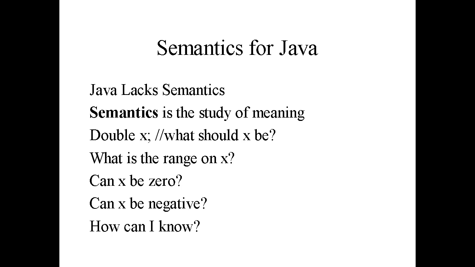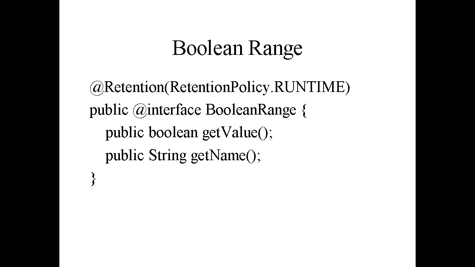So for example, if you said double x, we don't know the range on x. We don't know if x could be 0. We don't know if it could be negative. We don't know if it's supposed to be a number from 0 to pi. How can we know these things? And so what we want to do is come up with a mechanism for defining ranges.